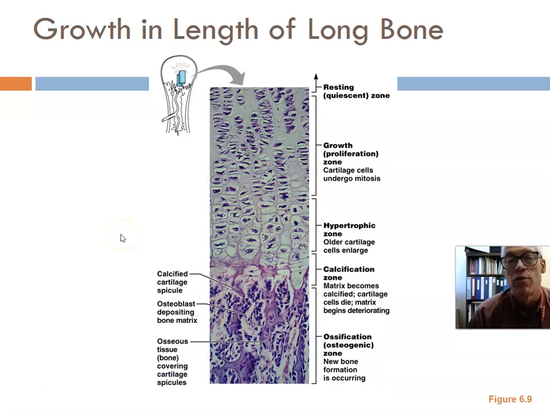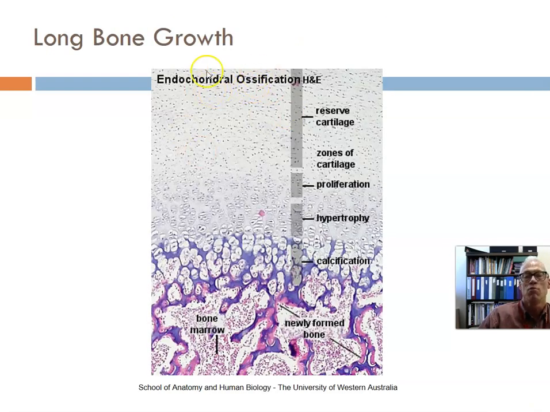Here's another micrograph just showing the zone of proliferation, the zone of hypertrophy, the zone of calcification, and then the osteogenic zone, if you want, where the new bone is forming. I chose to add a different micrograph in here because you can't really see any reserve cartilage in there, and I wanted you to see some just plain old run-of-the-mill hyaline cartilage, which makes up the majority of the growth plate here.